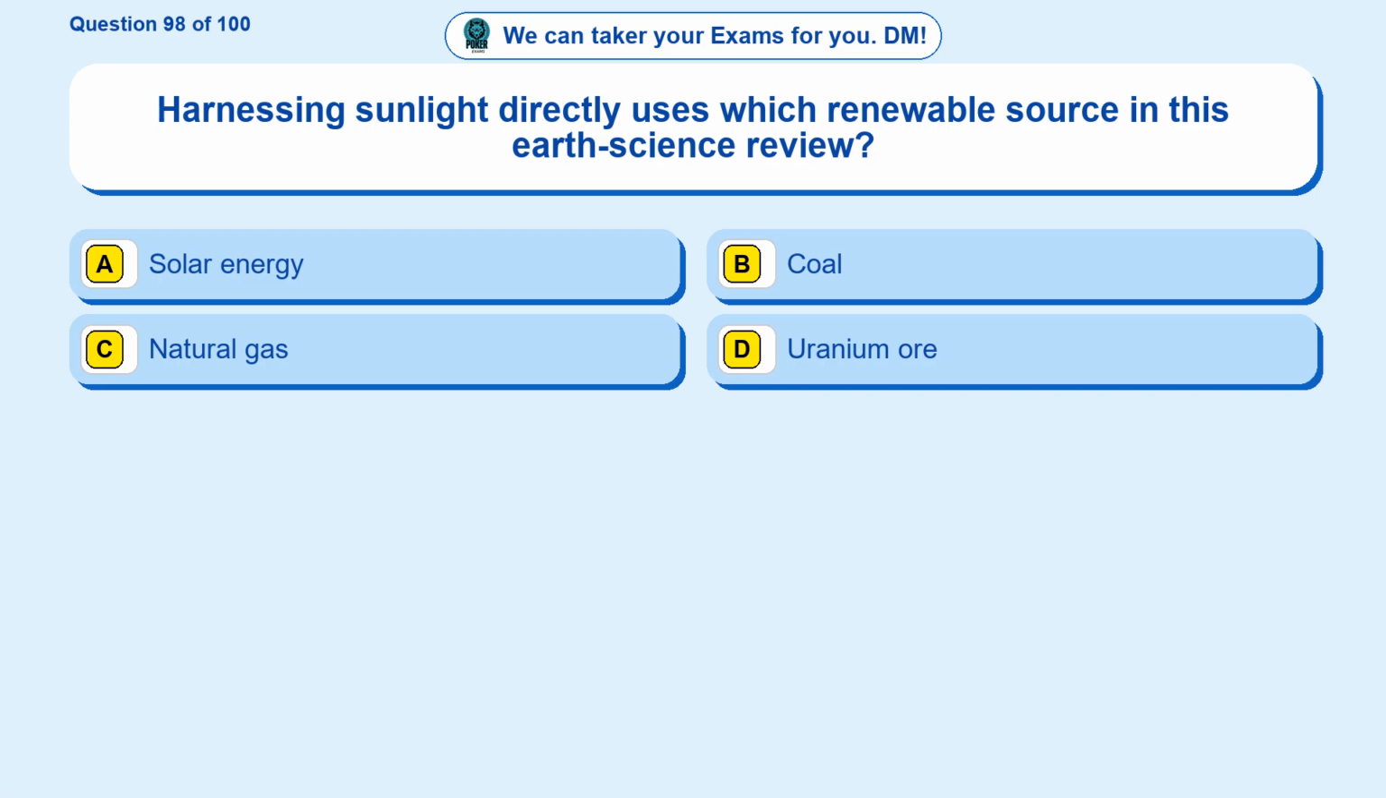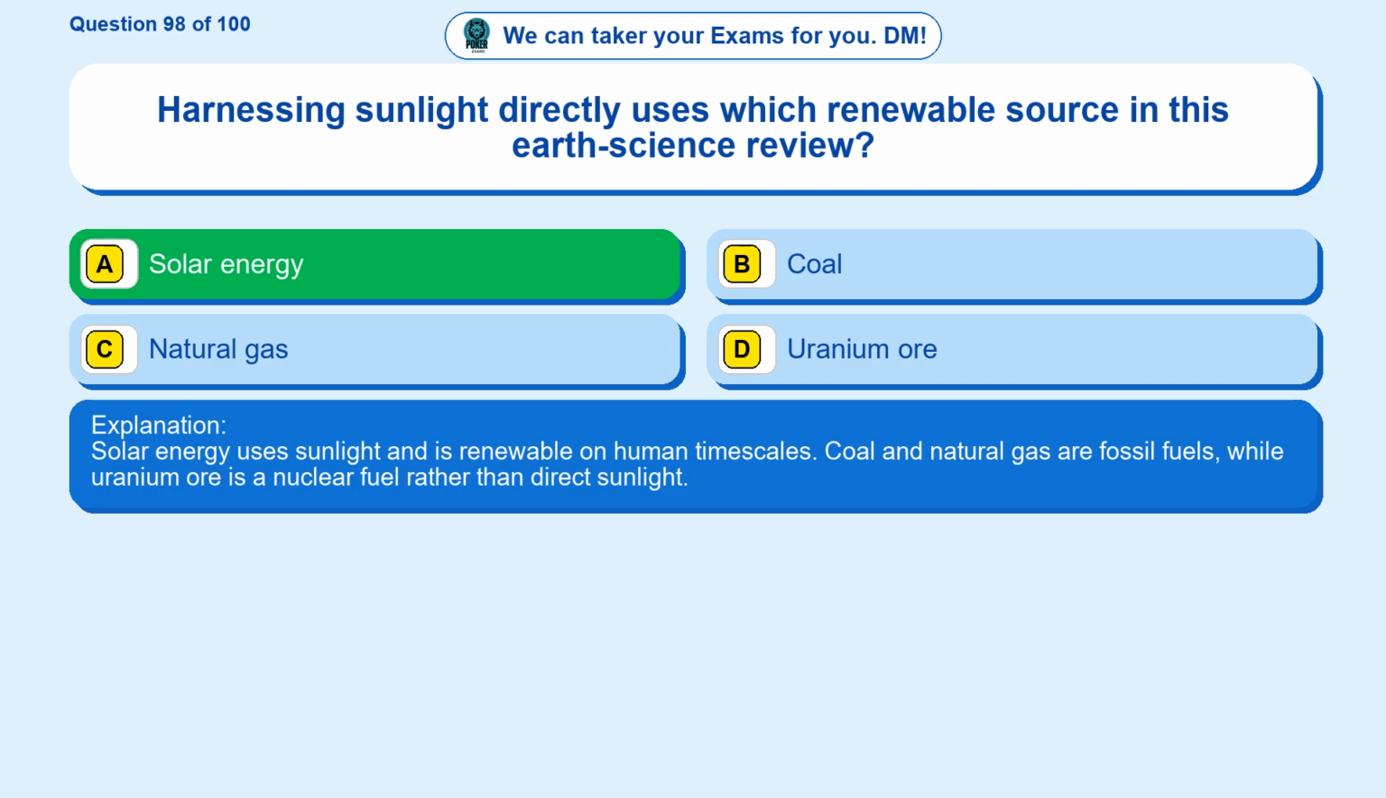Question 98. Harnessing sunlight directly uses which renewable source in this Earth Science Review? Option A, solar energy. Option B, coal. Option C, natural gas. Option D, uranium ore. The correct answer is option A. Solar energy. Solar energy uses sunlight and is renewable on human time scales. Coal and natural gas are fossil fuels, while uranium ore is a nuclear fuel rather than direct sunlight.